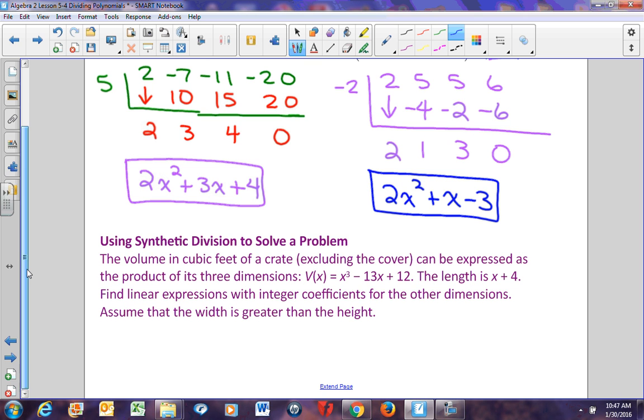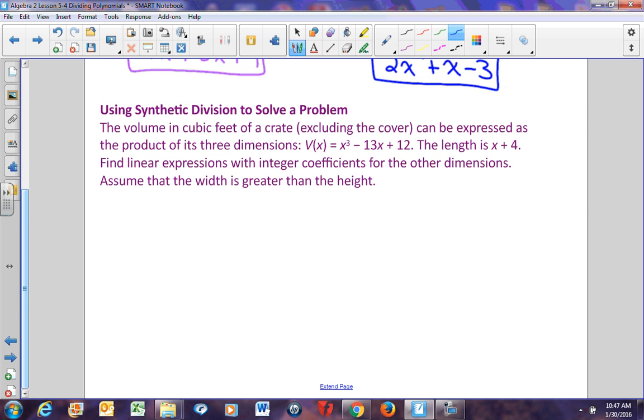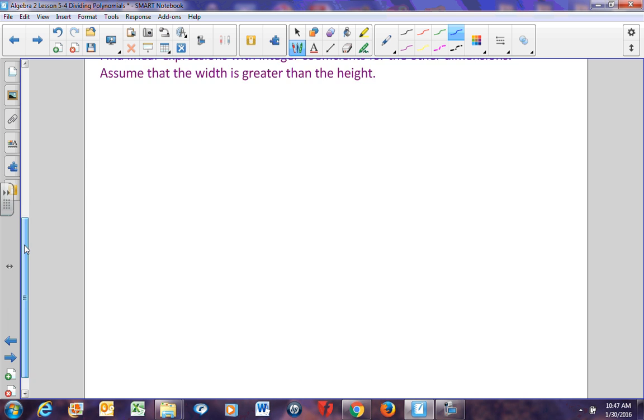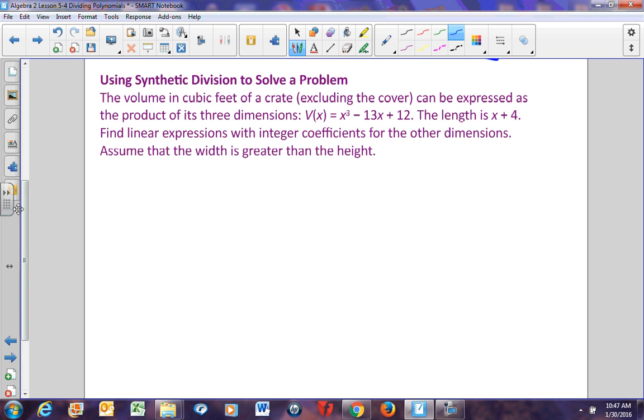Okay. Using synthetic division, we're going to solve a word problem. The volume in cubic feet of a crate without a cover can be expressed as the product of its 3 dimensions. The volume as its dimensions is x to the third minus 13x plus 12. The length is x plus 4. Find linear expressions with integer coefficients for the other dimensions and assume the width is greater than the height.